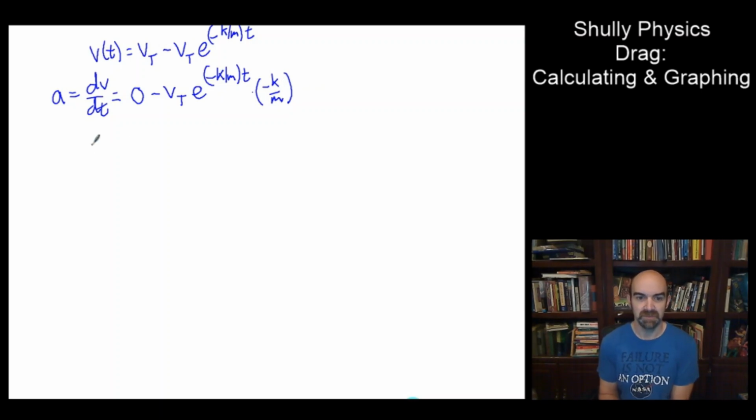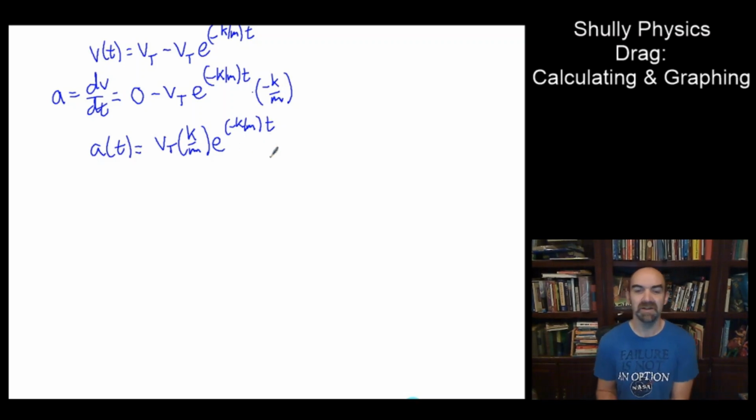All right, now let's simplify. The a of t function is, we've got a negative times a negative, which is a positive, and we're left with v_t times k over m. Those are our coefficients, and e to the negative k over m t just does not want to go away there. It's still there. And that's it, but we can clean this up a little bit.